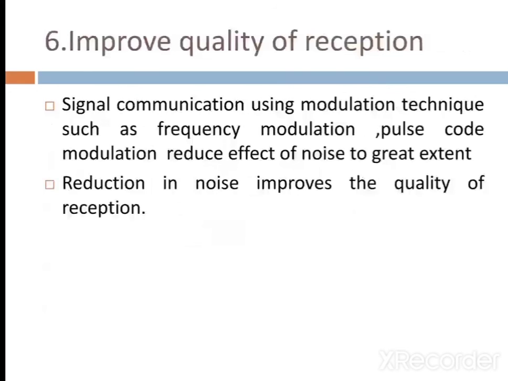Then last, sixth, improve quality of reception. So in signal communication, using modulation techniques such as frequency modulation and pulse code modulation reduces the effect of noise to a great extent. That's why reduction in noise improves the quality of reception at the receiver side.